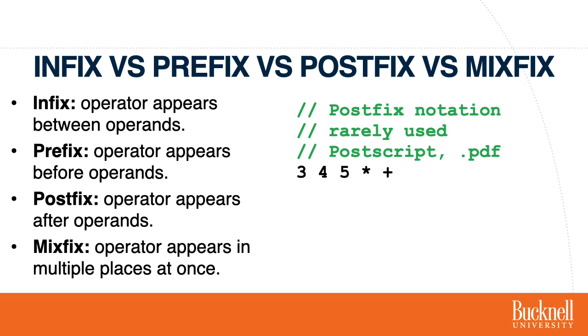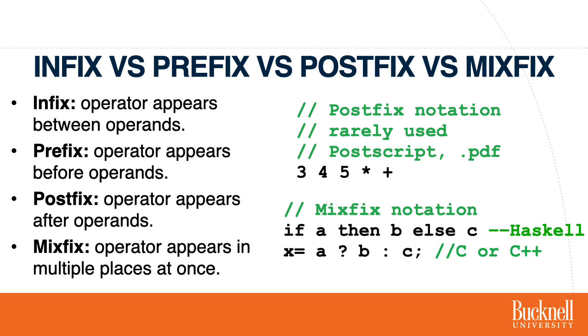Mixfix is when an operator appears in multiple places at once. An example of mixfix notation is the if-then-else operator. If-then-else is all one operator that determines, given the value of A, whether B or C is returned. If-then-else in Haskell is not actually equivalent to if-then-else in an imperative language, but it is equivalent to the ?: operator in C or C++, where depending on the value of A, B or C is returned.